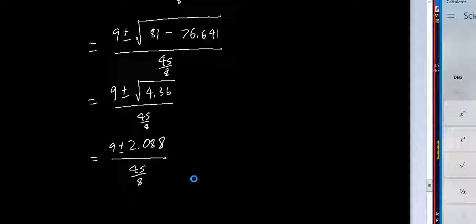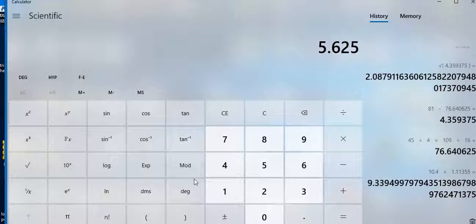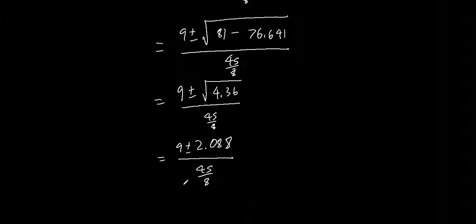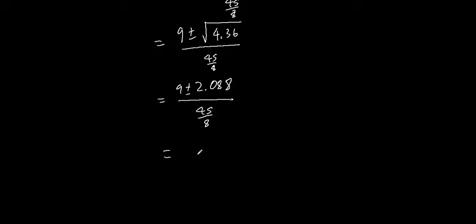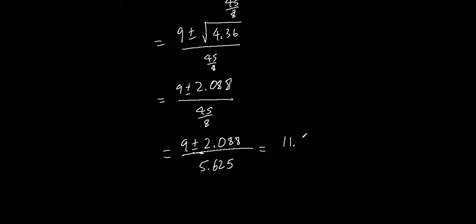Why did I leave this as this? I'll just substitute that in as well. 45 on 8 is 5.625. I really need to put these on the calculator, but I don't have a calculator with me. Sad life. Okay. Now, let's put this in. So then I have 11.088 all over 5.625. That's a little bit over 2.